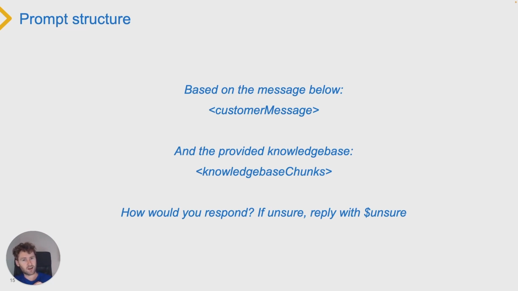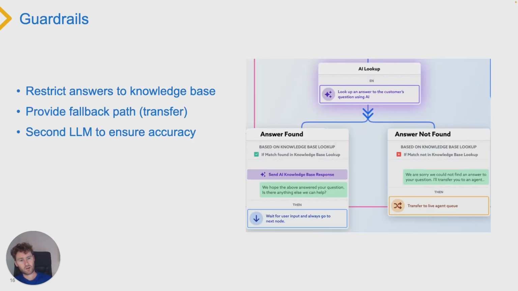There's a lot more to this prompt than what we've got here. I think the system prompt we're using at the moment is hundreds of lines long, but this is the general idea. So as we've discussed, you want to make sure that if the answer isn't found in the knowledge base, in this case, we're going to say, sorry, can't find an answer. We're going to transfer you to an agent.